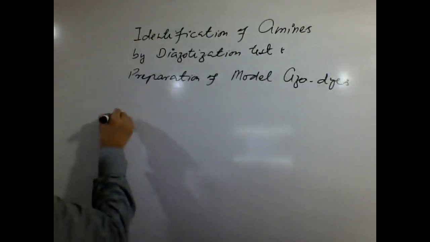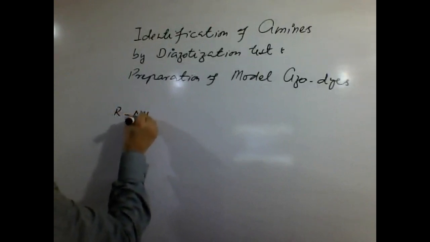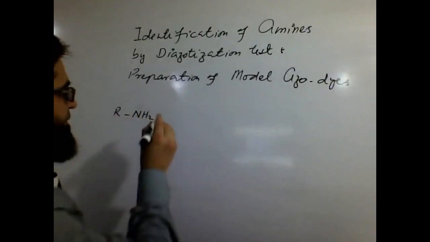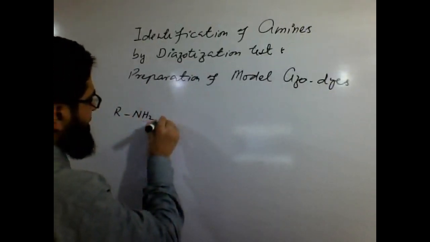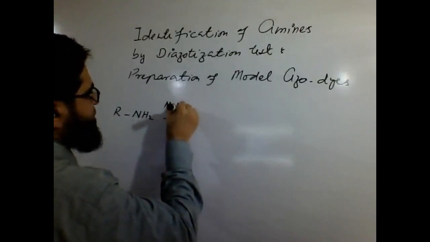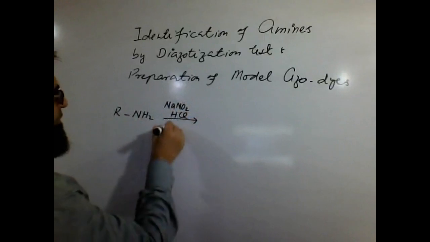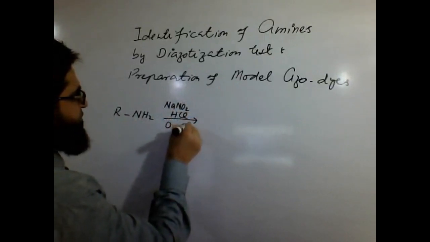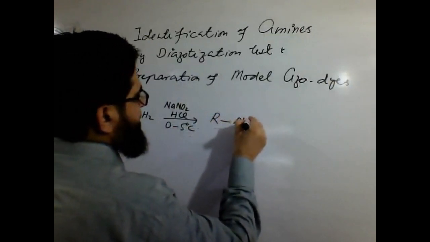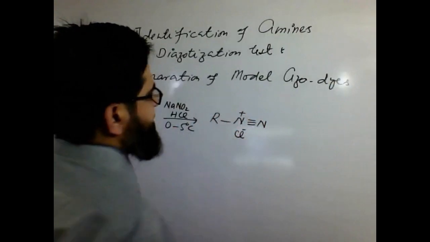As I've told you in my previous lecture, aromatic amines do react with NaNO2, sodium nitrite, and HCl. The temperature is supposed to be 0 to 5 degrees. Correspondingly, we receive diazonium salts.